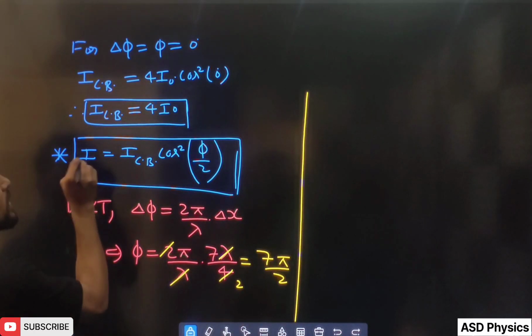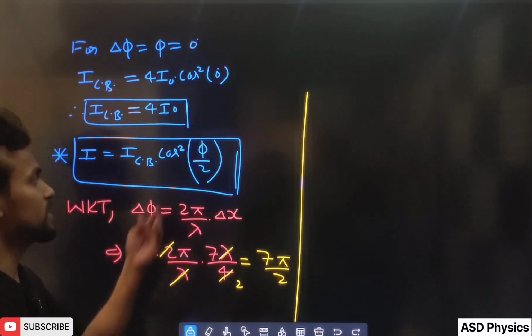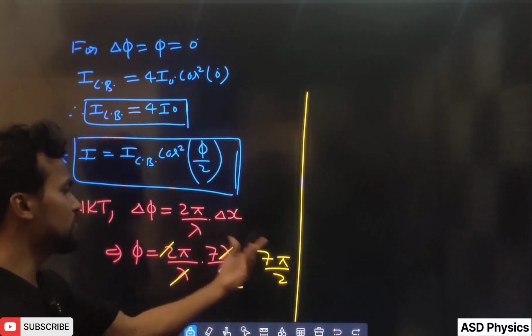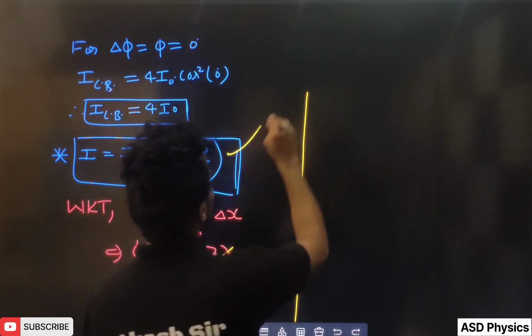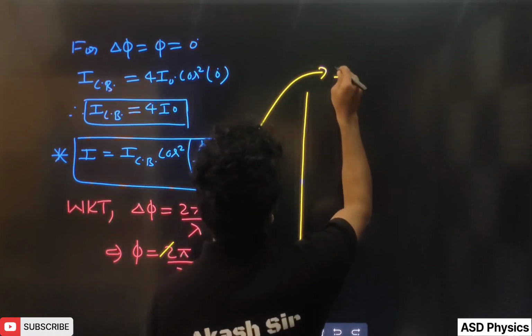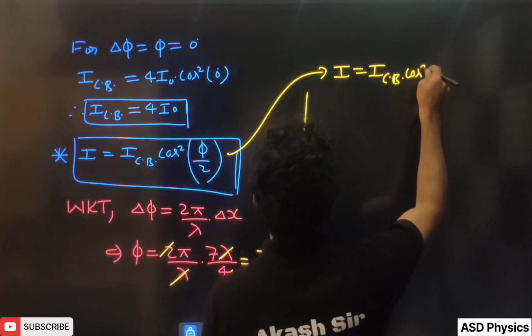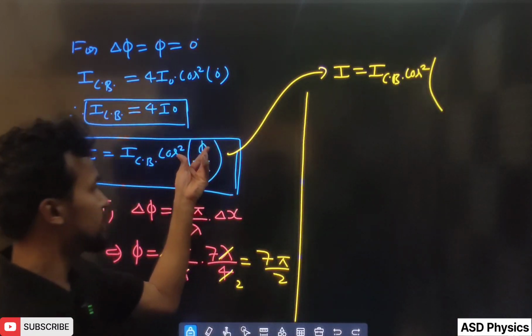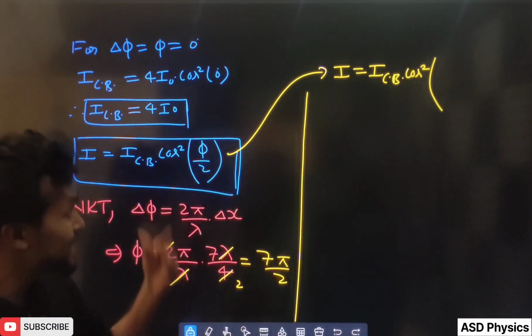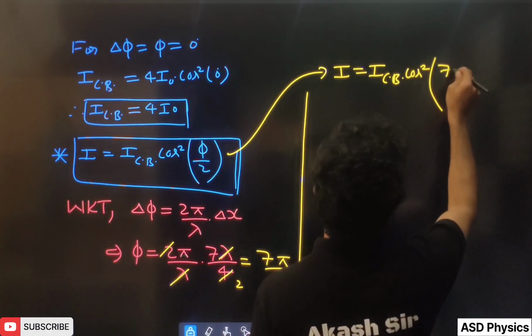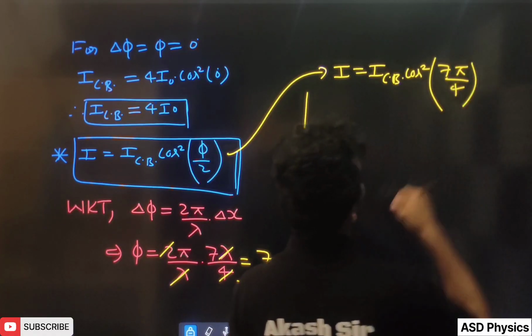Okay. Now to get the intensity in terms of the central bright, we know phi by 2. Phi we got is 7 pi by 2. That means this intensity is given by I central bright into cos square of 7 pi by 2 by 2. That means it will become 7 pi by 4.